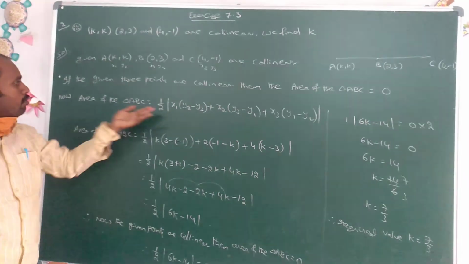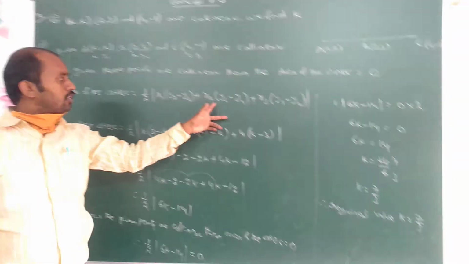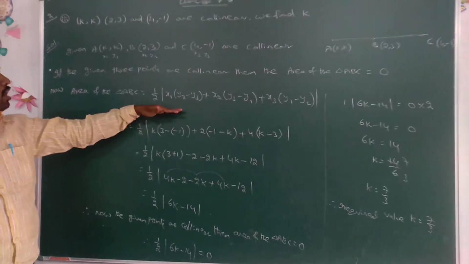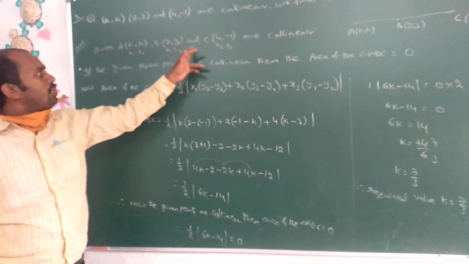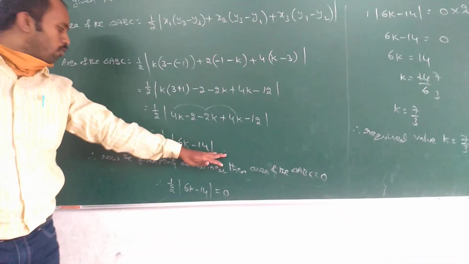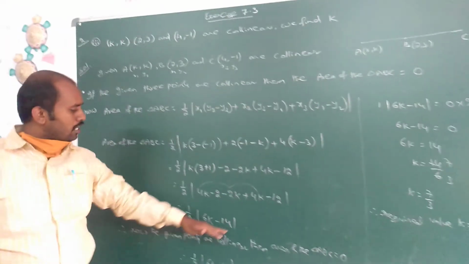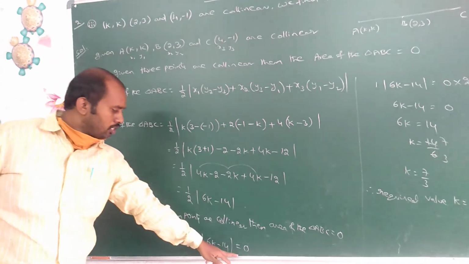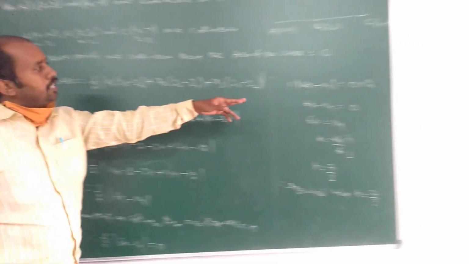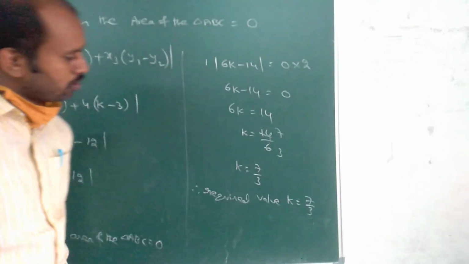So the area of the triangle formula we can apply first. That formula is half into modulus of x1 into y2 minus y3 plus x2 into y3 minus y1 plus x3 into y1 minus y2. Okay, you substitute the values: A point x1 y1, B x2 y2, C x3 y3. Substitute the values and simplify. We get half modulus of 6k minus 14. Then we know that if the given points are collinear, the area of the triangle equals 0. So we equate it to 0. Half is there on the left side, take it to the right side, multiplication is there. Now simplification, we get the k value. That is the value of k equals 7 by 3.